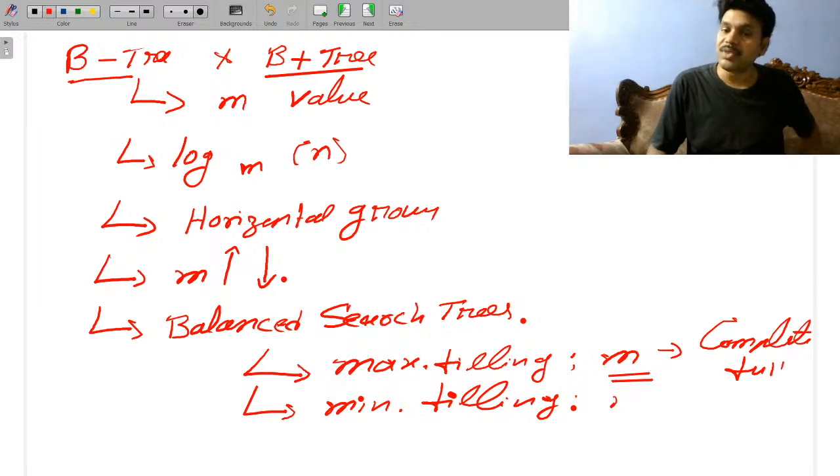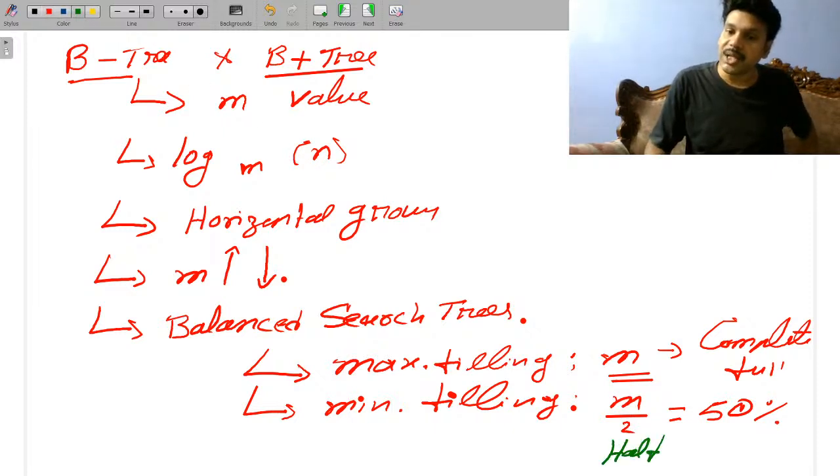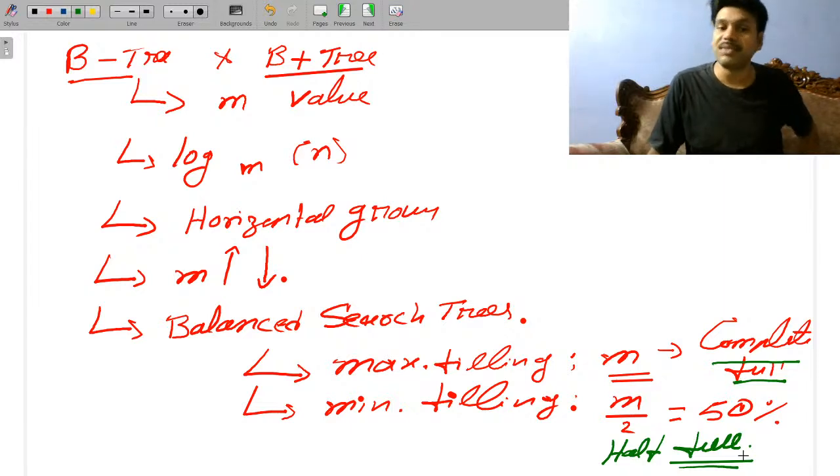And what is the minimum filling? The minimum filling is exactly how much, friends? 50% filling. It is mandatory that your tree is supposed to be half full. What is the meaning of half full? You need to maintain 50% of the key fillings. And this is called complete full, 100%. This is called half full because it is filled at 50%.